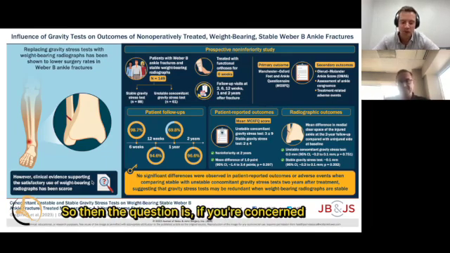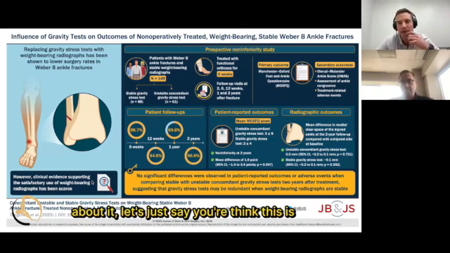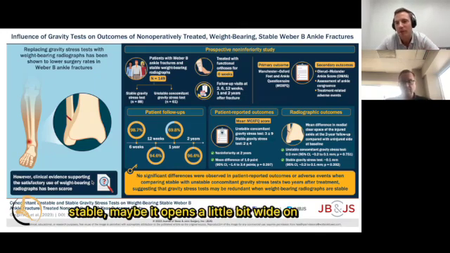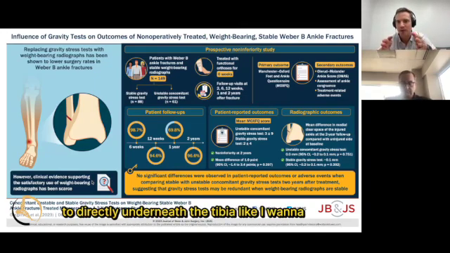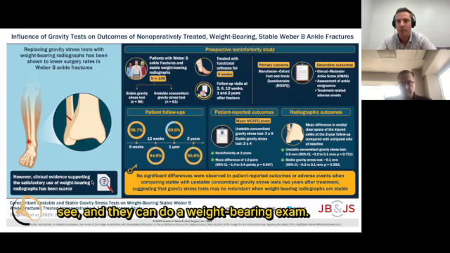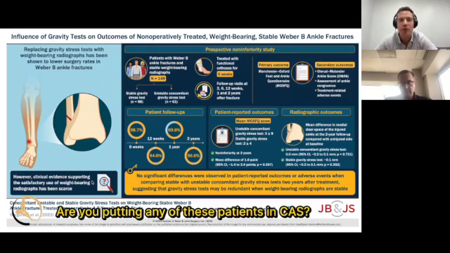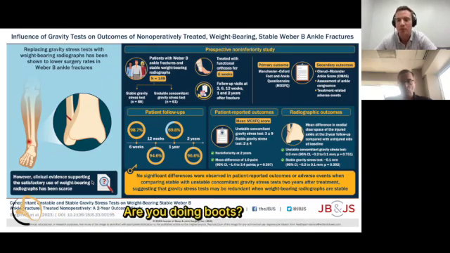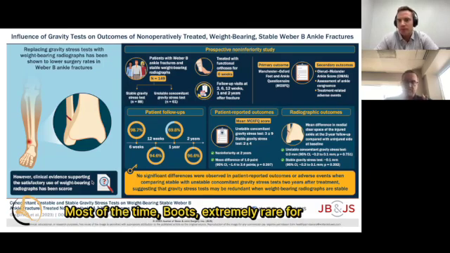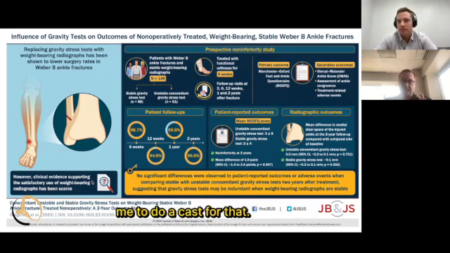So then the question is, if you're concerned about it, let's just say I think this is stable. Maybe it opens a little bit wide on the medial clear space, but the talus is directly underneath the tibia. I want to see them do a weight-bearing exam. Are you putting any of these patients in casts, or are you doing boots? Most of the time boots. Extremely rare for me to do a cast for that.